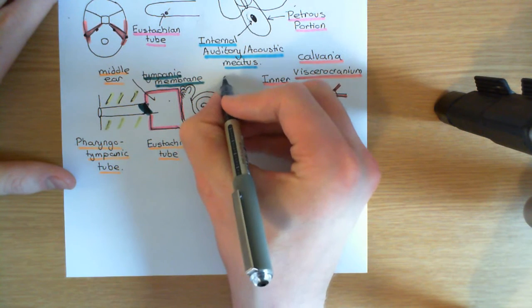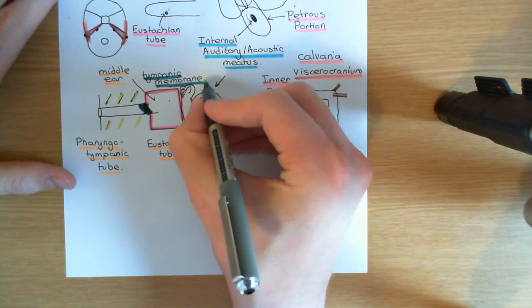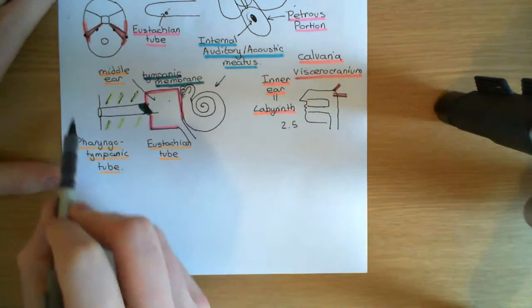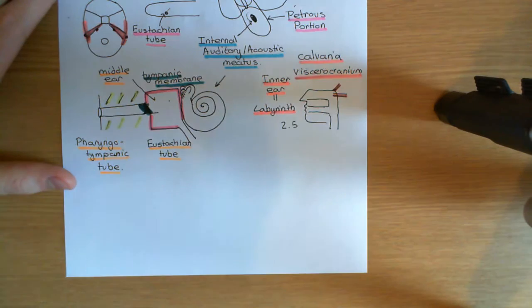You'd be coming in behind it, so the internal auditory meatus will be behind it, because this is all viewed from the front. I should have actually said that. We're looking at the right hand side, we are looking from the front here.